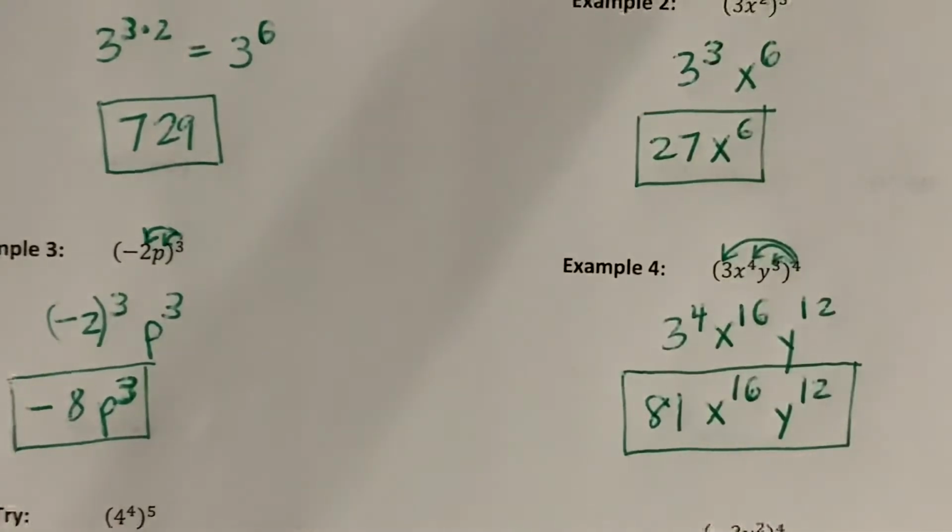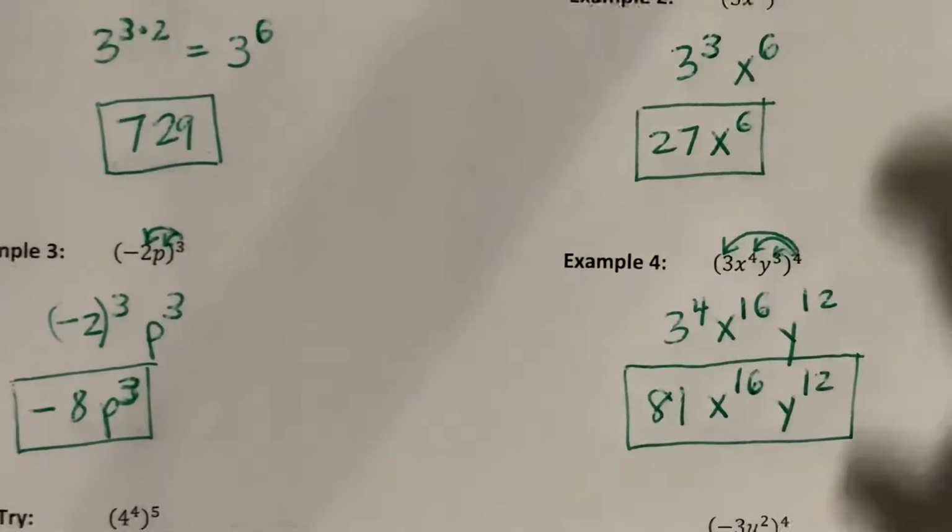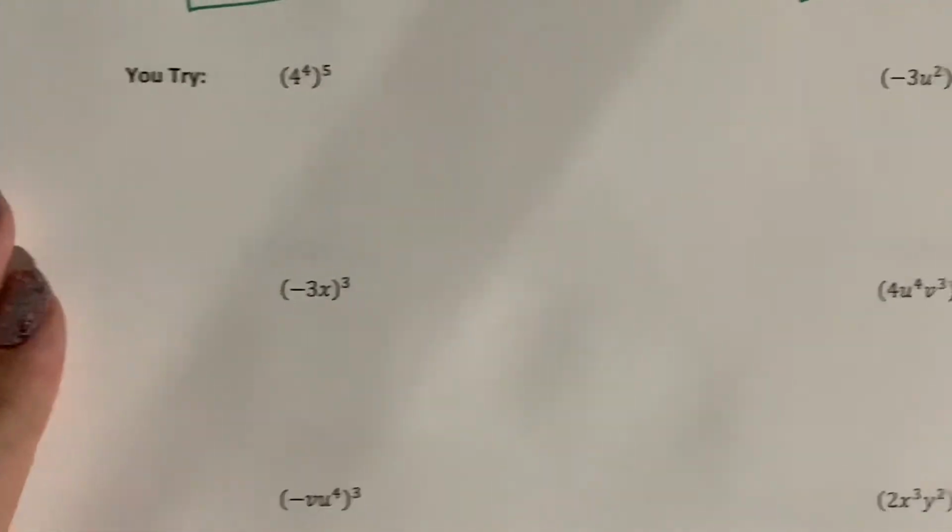All right, so at this time, you actually have 6 U-tries. So you're going to go ahead and see what you can come up with. Go ahead and pause the video.